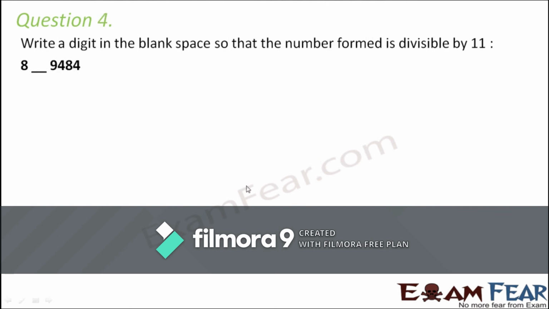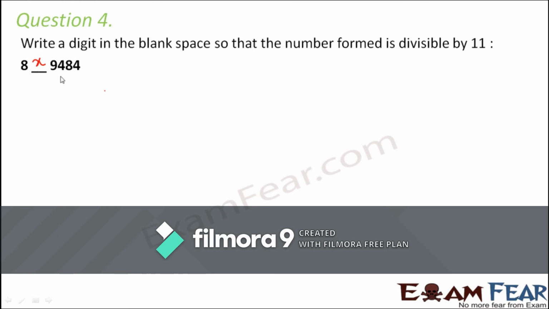So we can directly say that the number will not be divisible by 6. Question number 4. Write a digit in the blank space so that the number formed is divisible by 11. Let us assume that the digit in the blank space is x. We have just assumed that. Now what do we know as per the rule of divisibility by 11? A number is divisible by 11 only when the difference between the sum of the digits at odd places and the sum of the digits at even places is either 0 or a multiple of 11.